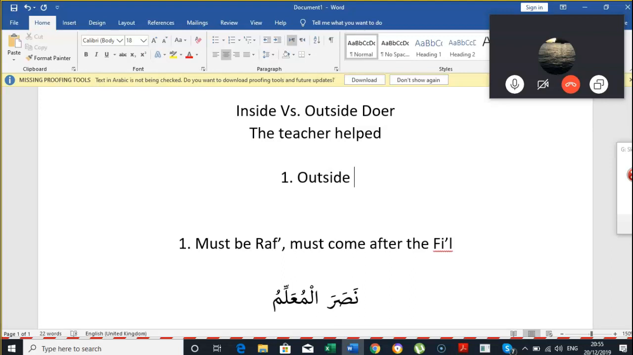Because a fi'l doing a fi'l, an action doing an action, doesn't make sense. A harf, like 'is' or 'because', doesn't do an action either. So it has to be an ism. Person, place, thing would be doing an action. So you know the difference between inside and outside doer. Inside doers are pronouns only. The pronouns are inside doers. All other doers are outside doers.